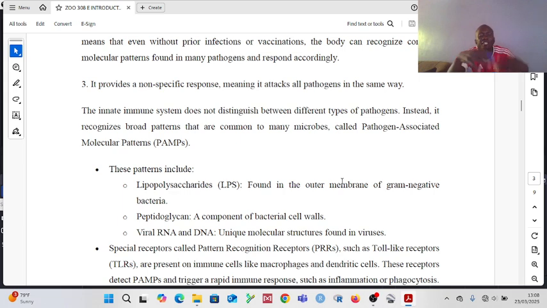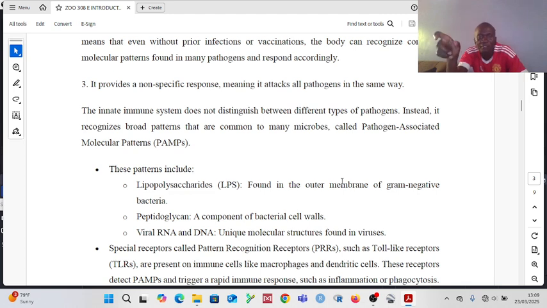Okay, so its mode of action is broad. It's not specific to a particular pathogen, but all pathogens are attacked by the innate immune system. So this innate immune system does not distinguish between different types of pathogens. It only recognizes a broad pattern that is common to many microorganisms, what we call the pathogen-associated molecular pattern. So there is something that the innate immunity will use to recognize that this is possibly a pathogen.